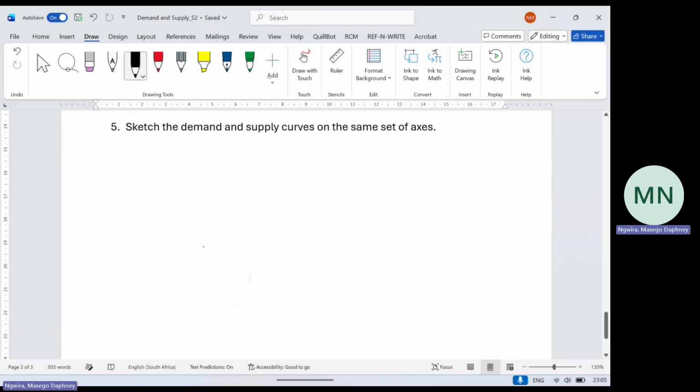And then now we go to number 5. Number 5 says sketch the demand and supply curves on the same set of axes. So now we need to sketch. Sketch meaning we don't draw up to scale. So before we sketch, I need to write every information that I have. So let's start with the demand function.